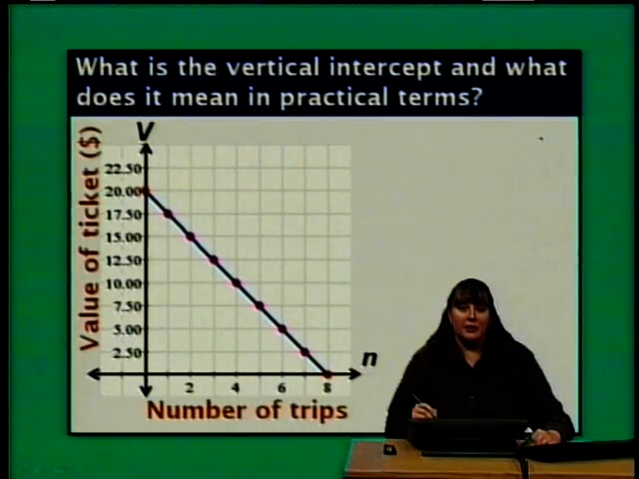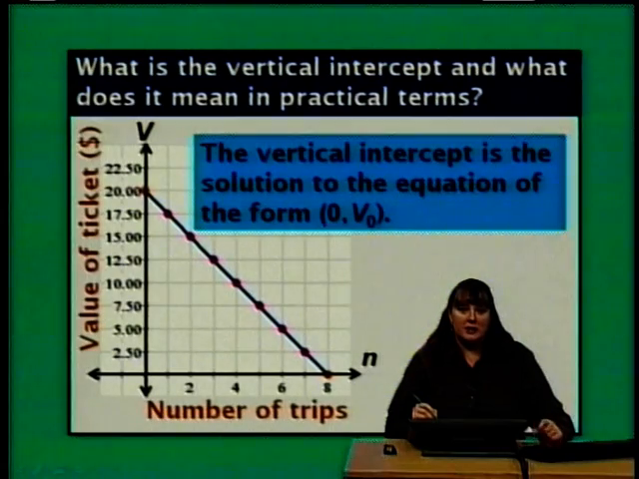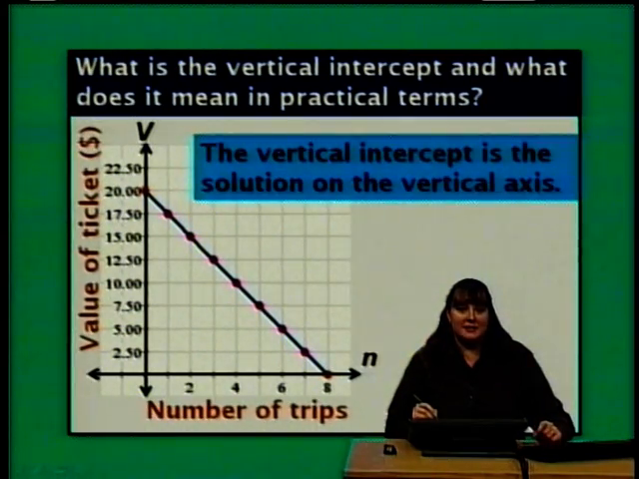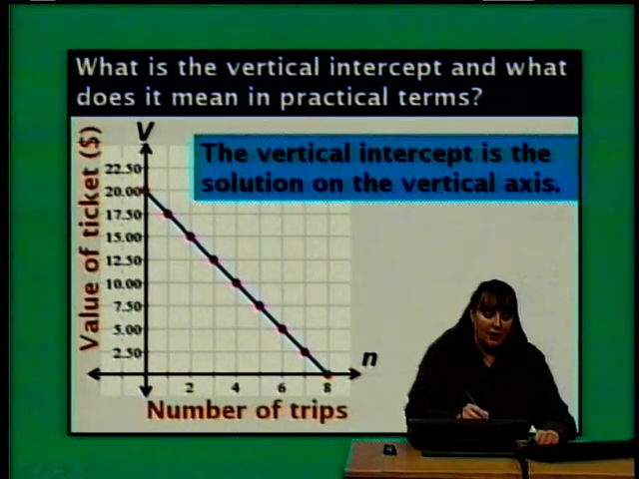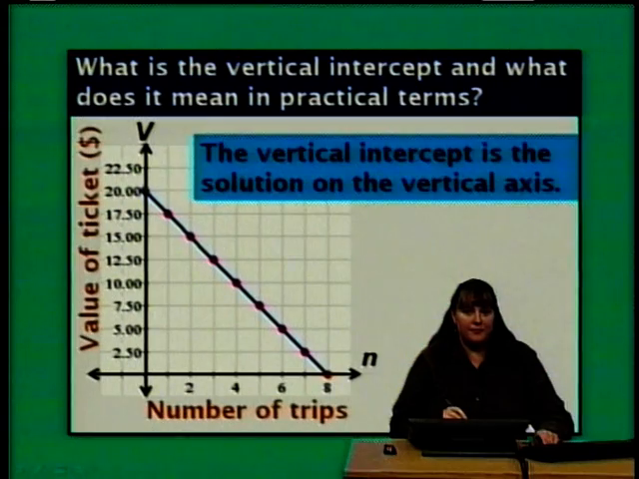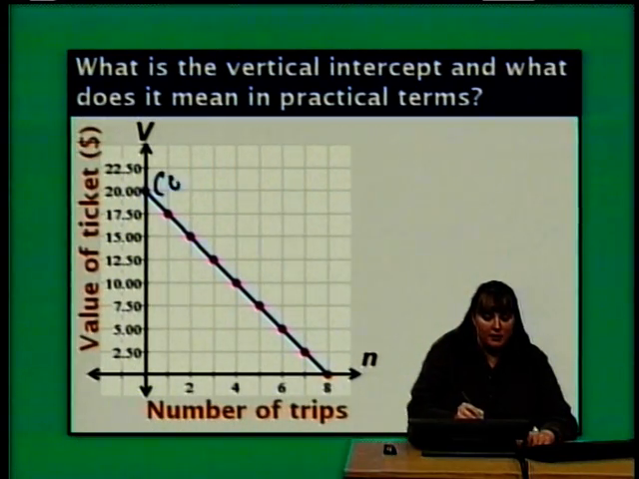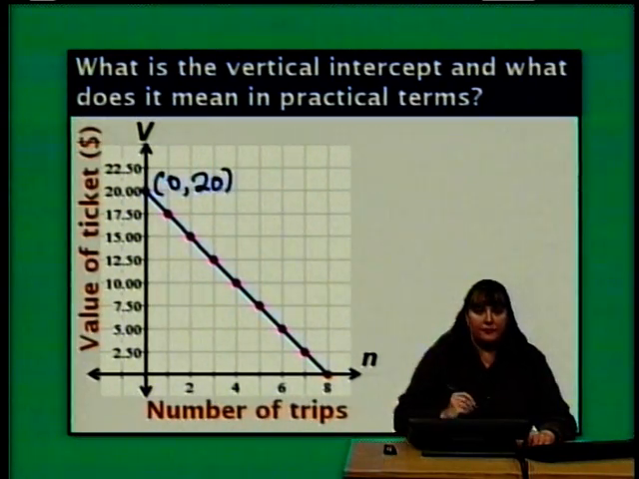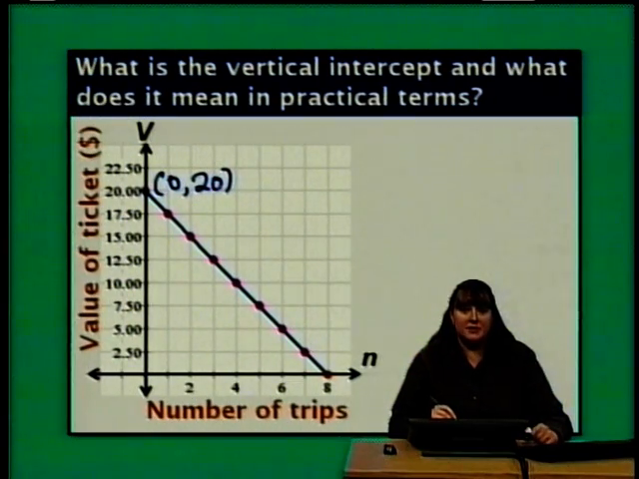What is the vertical intercept on this graph, and what does it mean in practical terms? Well, let's recall that the vertical intercept is the solution to the equation of the form 0, v sub 0, since our vertical axis is labeled v in this context. Another way we can think of this is the vertical intercept is the solution on the vertical axis. So I need to look at the point on the vertical axis. That looks like the point 0, 20. So my vertical intercept is 0, 20.